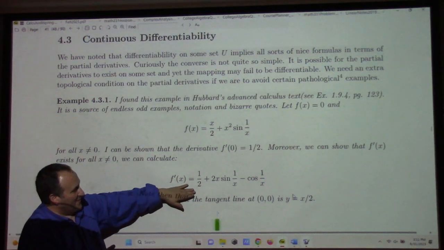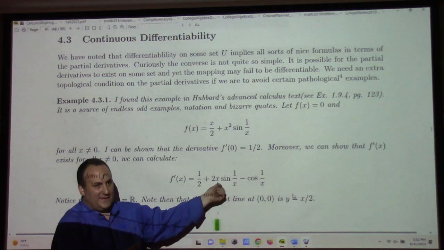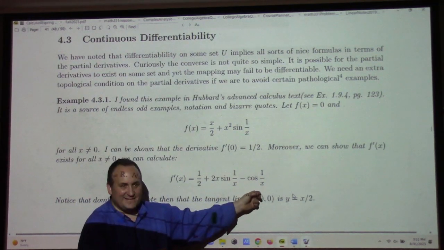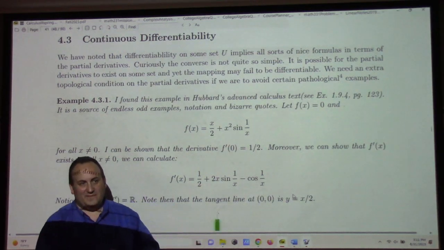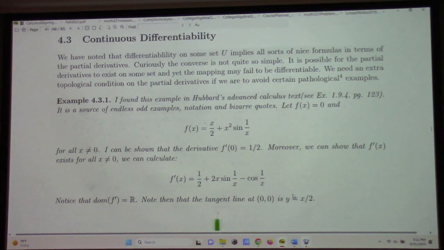And what's the deal with this formula? What happens as x goes to 0? This is okay, that's getting small. But what about this guy? What happens as x goes to 0 there? It goes to 1, it goes to minus 1, it goes to a half, it goes to a quarter, it goes to every single value between minus 1 and 1. It oscillates like mad as x approaches 0.